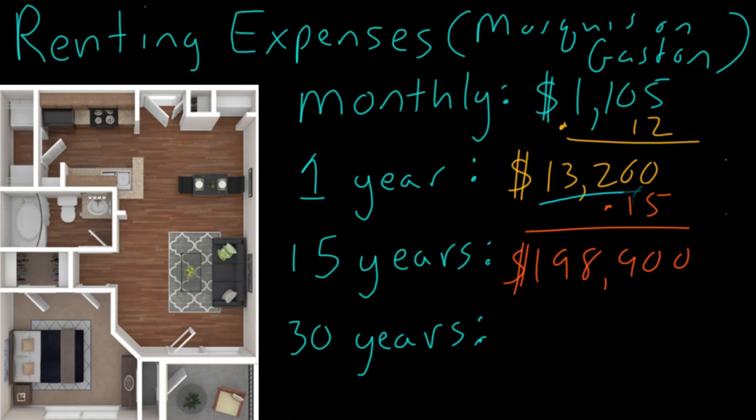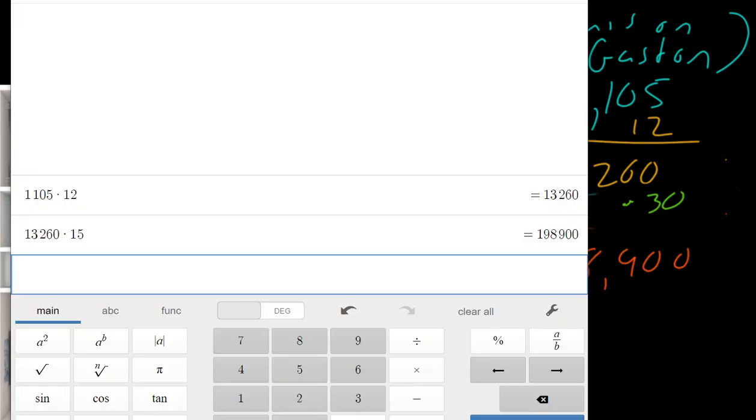Okay, but what if we actually didn't want to figure out the 15-year period? What if we wanted to take out a 30-year mortgage? Well, it's going to be a little bit different. We take our yearly rate and we simply multiply by 30. So 13,260.